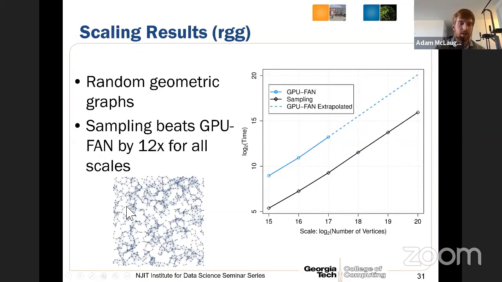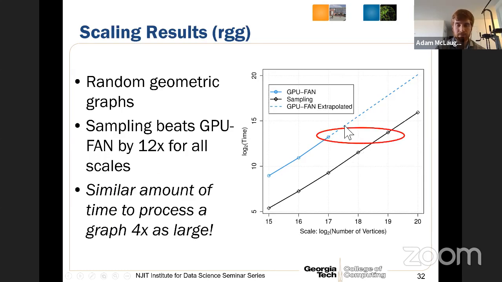This is kind of a sparsity mesh of the graph too, so that's what that looks like. Here we're doing much better. We're beating it by 12x for all scales. And what we can see here is that it takes a similar amount of time to process a graph 4 times as large, which you would expect to take much, much longer.